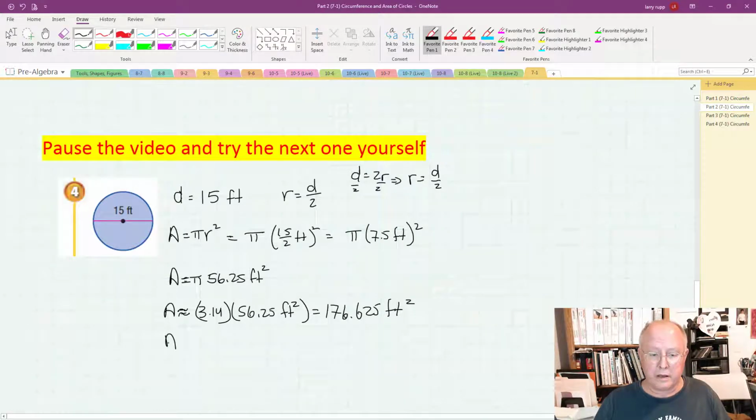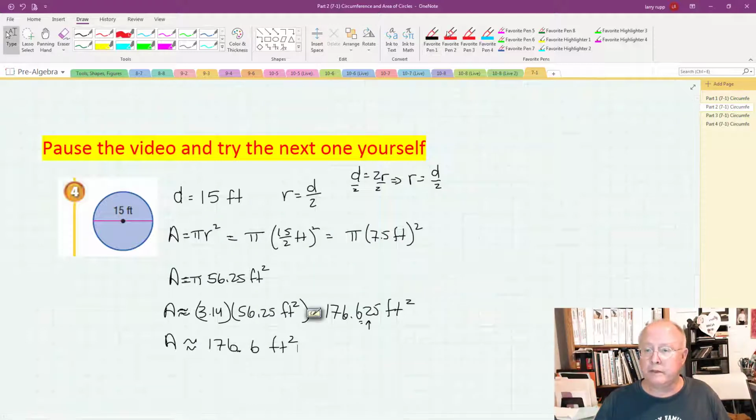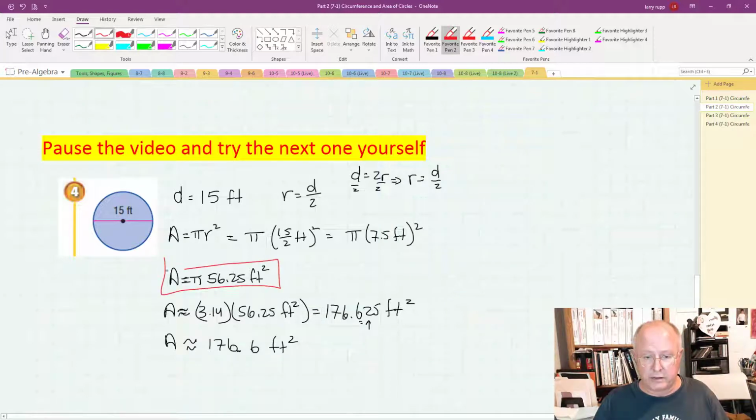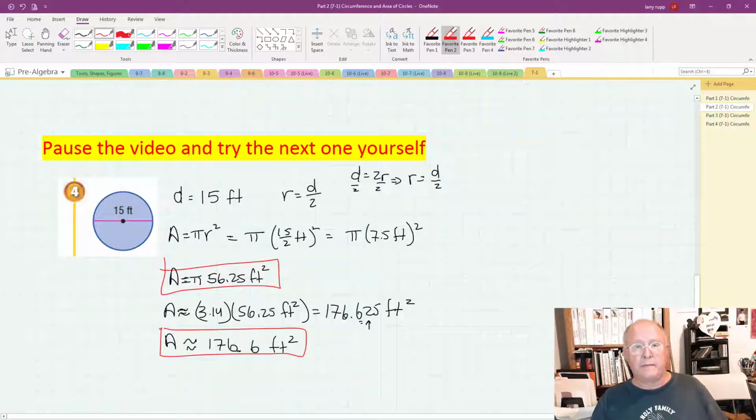Okay, so A is approximately equal to 176, and they say round to the nearest tenth. So 6 is the tenth, 2 is what we look at, so it would be 176.6 feet squared. So this is the exact answer, and this is the approximate answer. Okay?